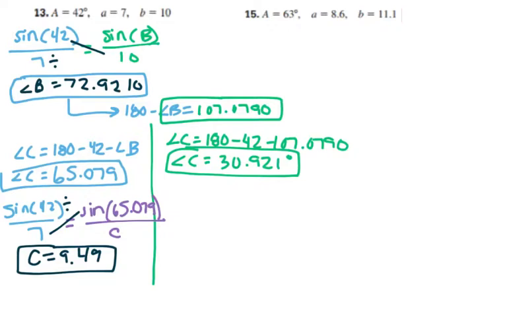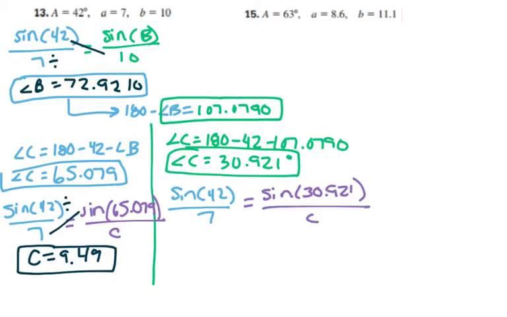So our initial setup was sine of 42 over 7, but now we get to set that equal to sine of 30.921 over C. So we don't know the alternate C value. So then we cross multiply and divide by sine of 42. So sine of 30.921 times 7 divided by sine of 42 is a C value of 5.37. Oh, 38 if we round appropriately. Alright. So, yikes. Okay.